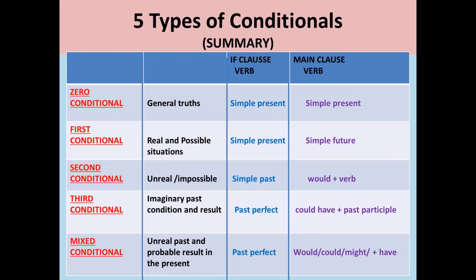Then the last one is the mixed conditional, which refers to the unreal past and the probable result in the present. And the verb in the if clause is past perfect, that means had plus verb. And then the main clause has got would or could or might plus have. So these are the 5 conditionals. You have to remember the verb form so that you can do well in the examination. So from the examination point of view, this chart is very, very important. Try to memorize it.